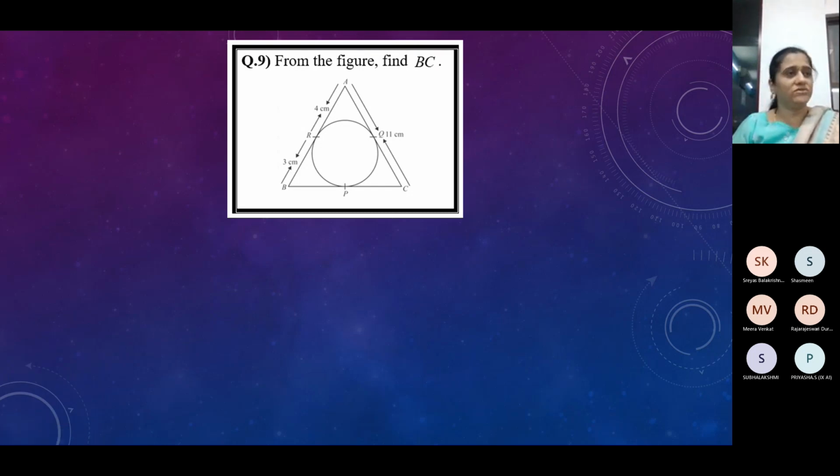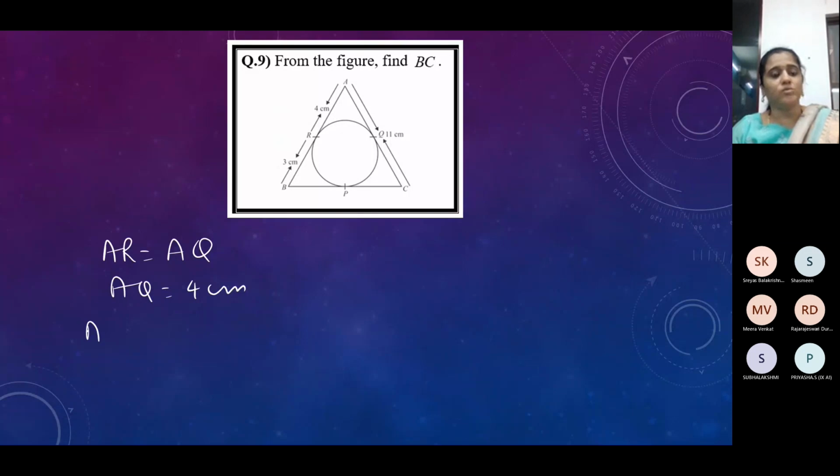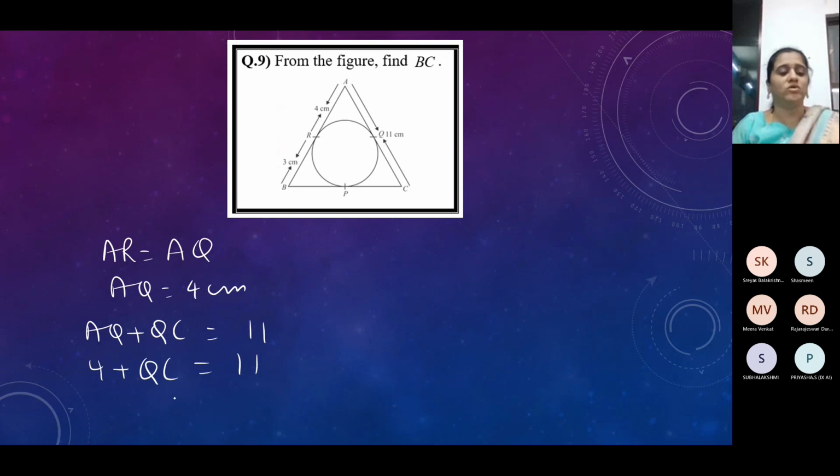Tangents drawn from an external point to a circle are equal. So AR is equal to AQ, which means AQ is equal to 4 centimeters. Then AQ plus QC is equal to 11. 4 plus QC is equal to 11, so QC is equal to 7.